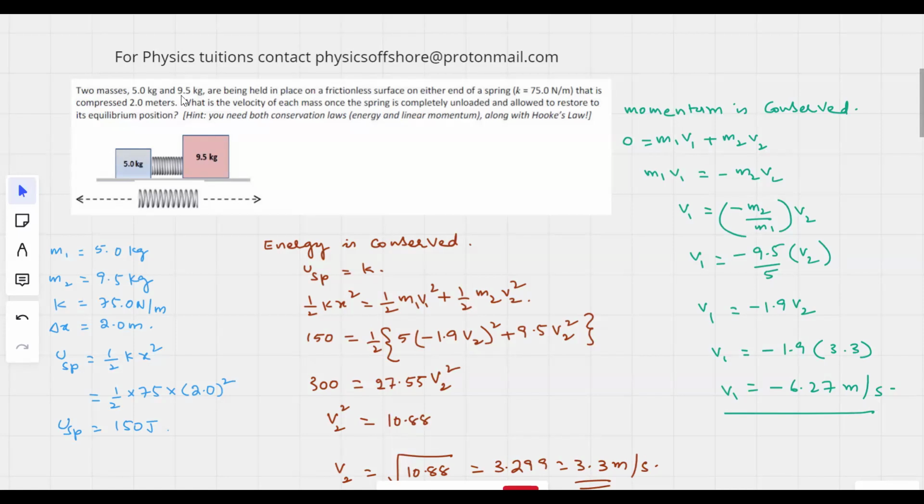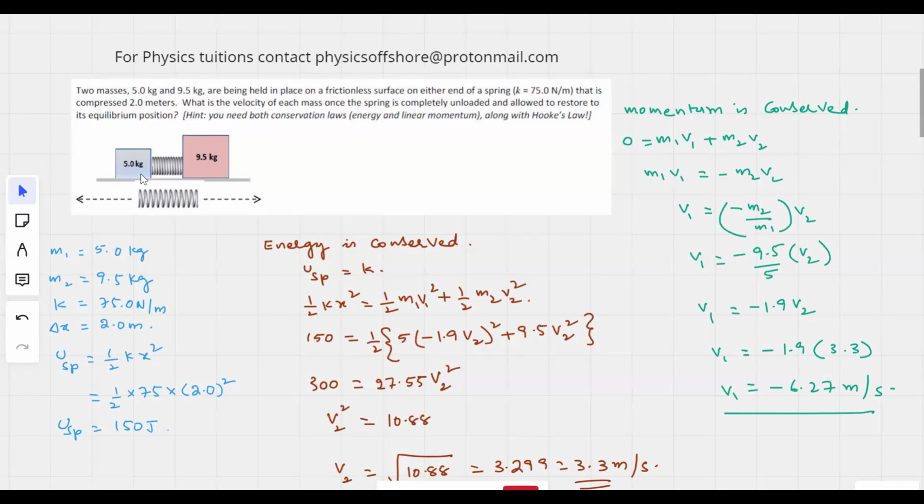Two masses, 5 kilogram and 9.5 kilogram, are being held in place on a frictionless surface on either end of a spring of spring constant 75 Newton per meter that is compressed 2 meters. What is the velocity of each mass once the spring is completely unloaded and allowed to restore to its equilibrium position?